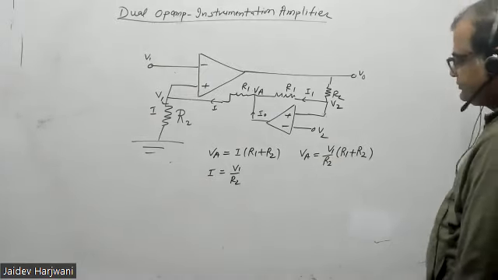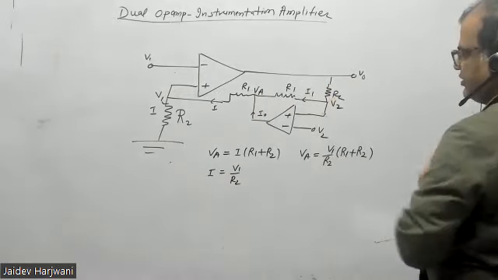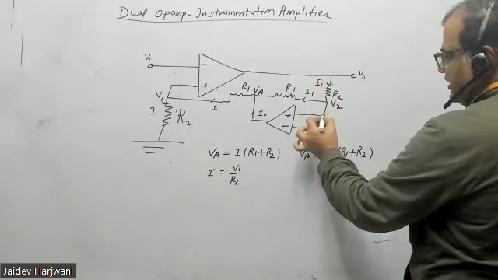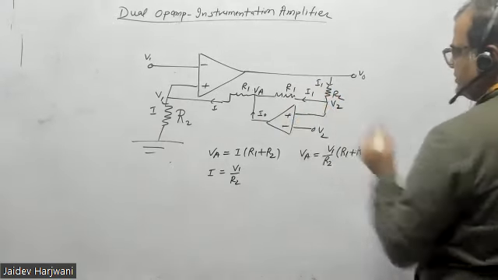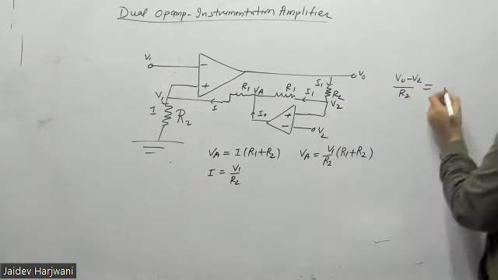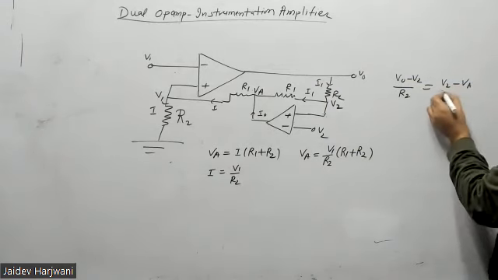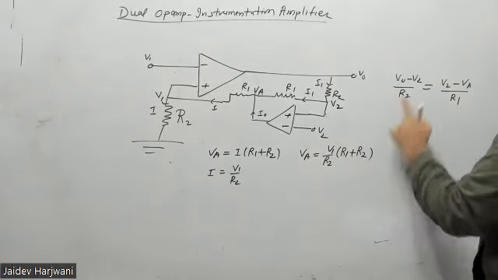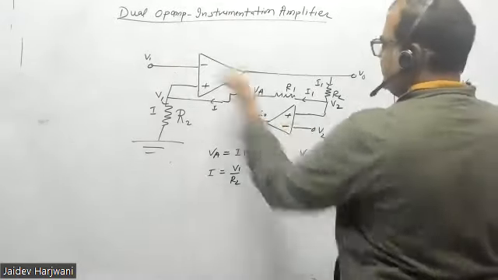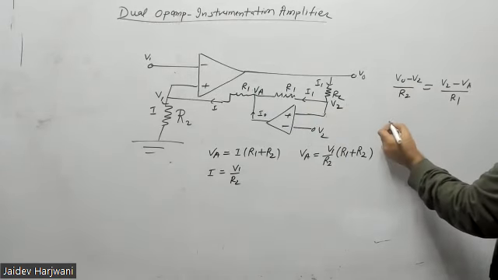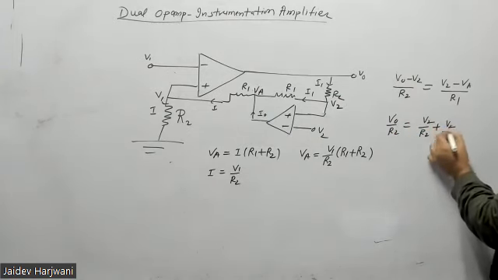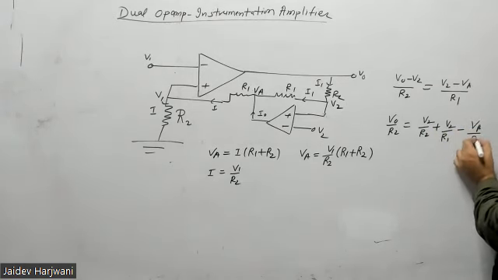So you know this VA now. Now you want to find V0. What can I do? Suppose this current I1 is coming. Here no current can go, so this current will come here. So I can write (V0 minus V2) upon R2, and this current is equal to (V2 minus VA) upon R1. VA we have already calculated, so your V0 will come in terms of V2 and V1. That's what I want, because my inputs are V1 and V2 and I want to find my output. So my output will be V0 over R2 equal to V2 over R2 plus (V2 minus VA) over R1.